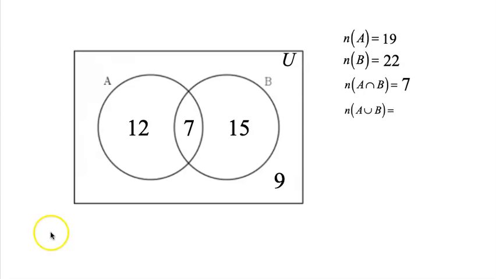How about A union B? That means you're either in set A or in set B or both. 12, 7, and 15 are either in A or B or both. So 12 plus 7 is 19, plus 15 is 34.